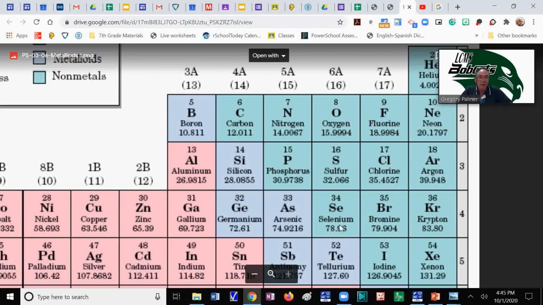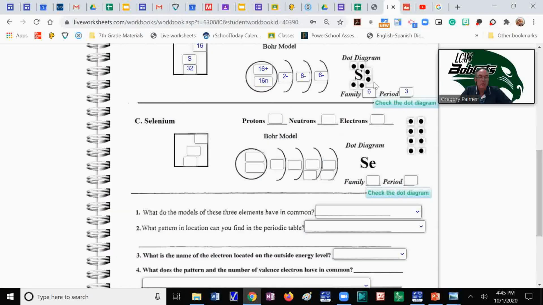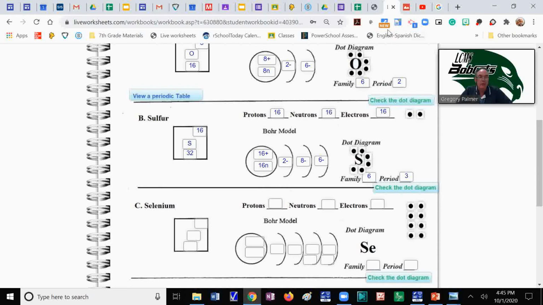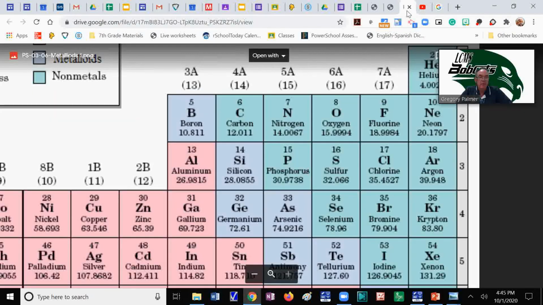Well, selenium's right here in the same family. Now let's notice that oxygen is on period 2, which over here we said it should be on period 2. And we said sulfur was on period 3. Sulfur is on period 3. Now we're looking at selenium.